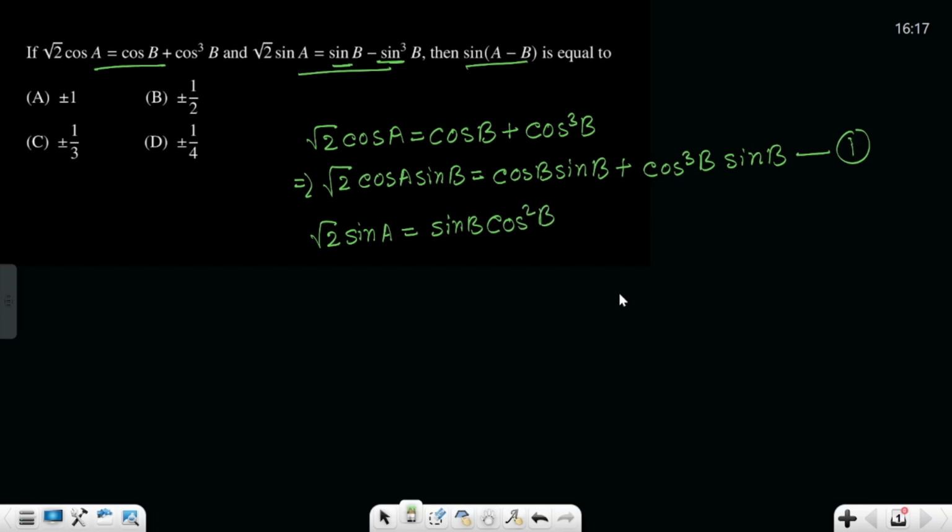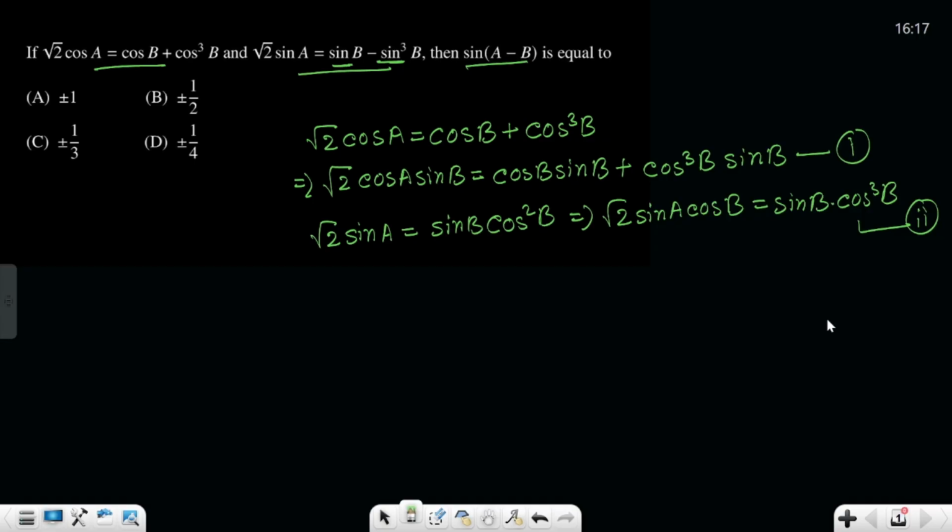Now what we will do? We will multiply both sides by cos b. So if we do it, here it will be root 2 sine a cos b equal to sine b into cos cube b. Let's give this equation number 2.